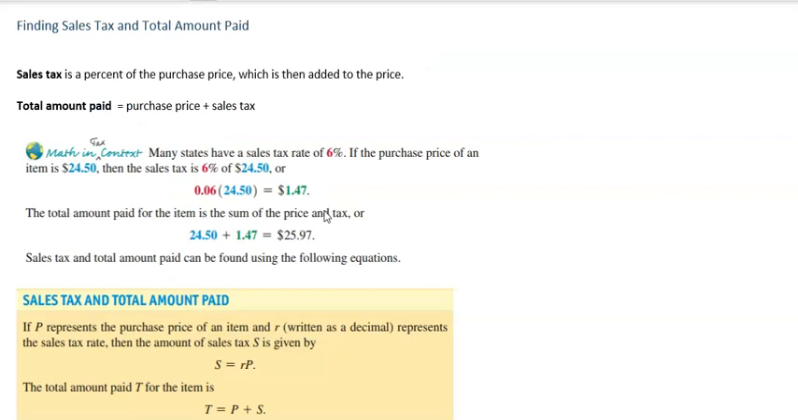So next we're going to look at finding sales tax and the total amount paid. So just a few terms here. Sales tax is a percent of the purchase price, which then you add to the purchase price. The total amount paid is then going to be the purchase price plus the sales tax.